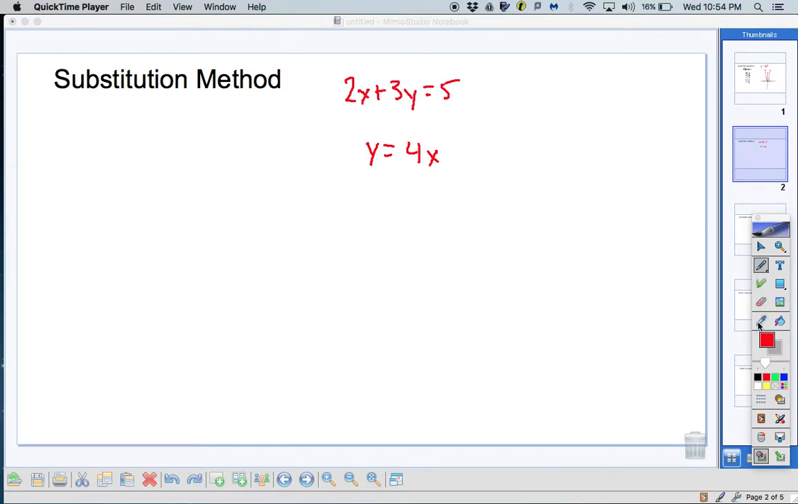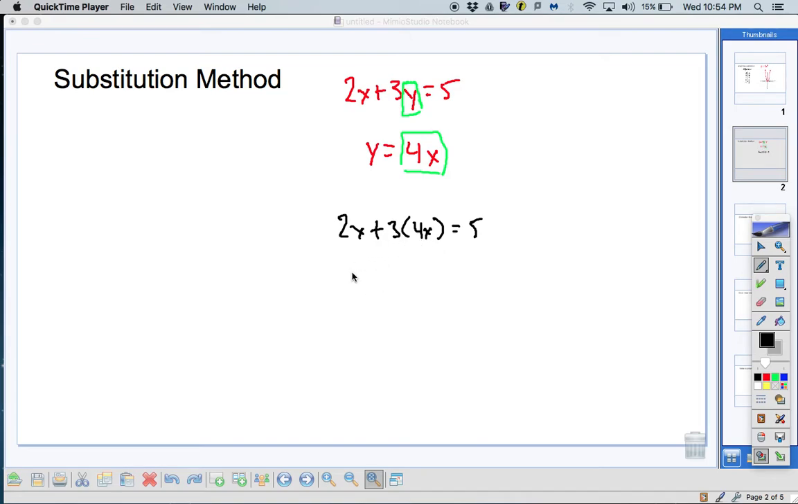So this y, let me highlight it right here. This y right here we're going to replace with what y is equal to, which in this case is 4x. So I'm going to rewrite the whole equation, but whenever I see that y, I'm going to write 4x. So I got 2x plus 3 times 4x is equal to 5. Now I only have x's, so I'm able to solve for x because I only have one variable.